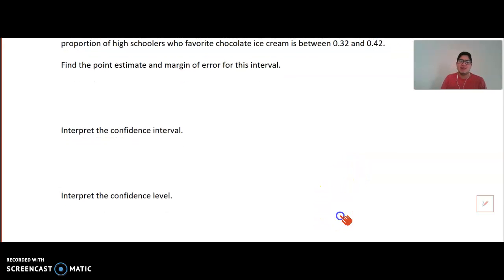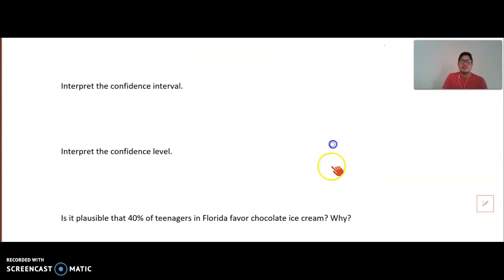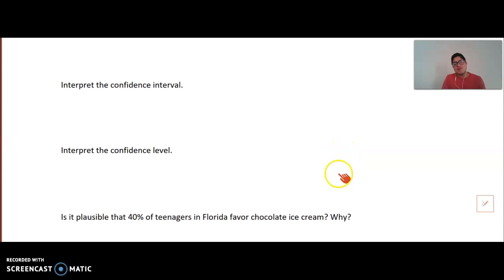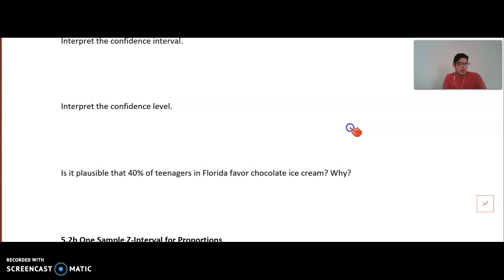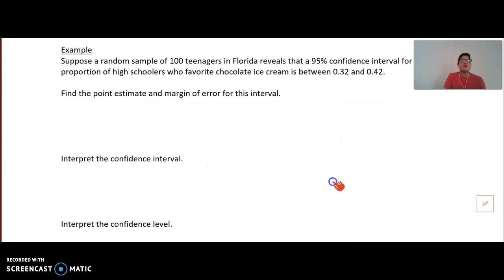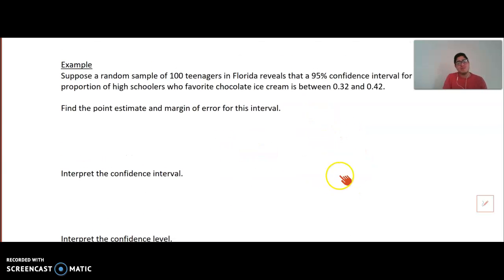Let's find the point estimate and the margin of error. And then let's also interpret our confidence interval, our confidence level, and then let's find out if it's plausible that 40% of teenagers could favor ice cream. So I'm actually going to only write out the first one, and then the rest is all going to be verbal. So I would put on closed captioning if I were you, so you can write that into your notes.